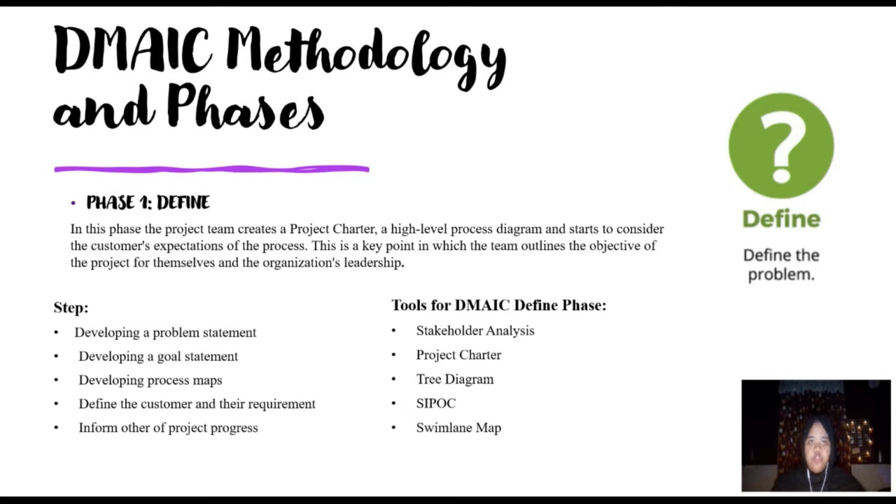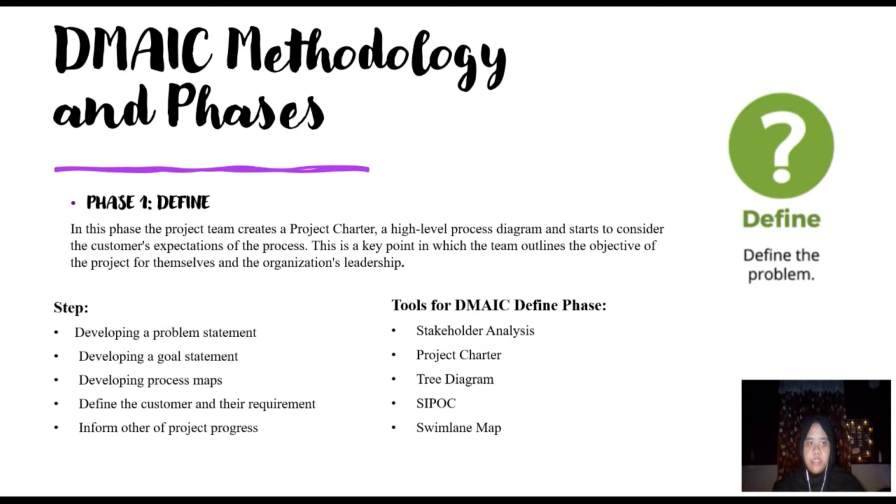Okay, so for the methodology and phases, phase 1 is Define. In this phase, the project team creates a project charter, which is a high-level process diagram, and starts to consider the customer expectation of the process. This is the key in which the team outlines the objective of the project for themselves and the organization's leadership.